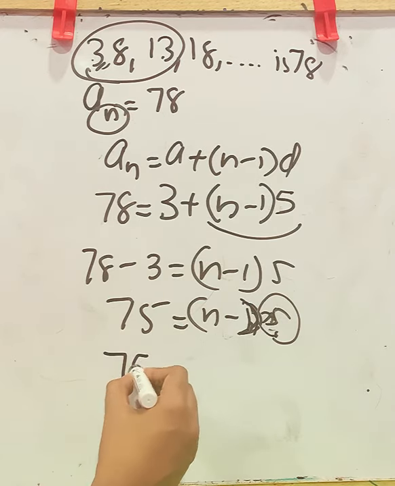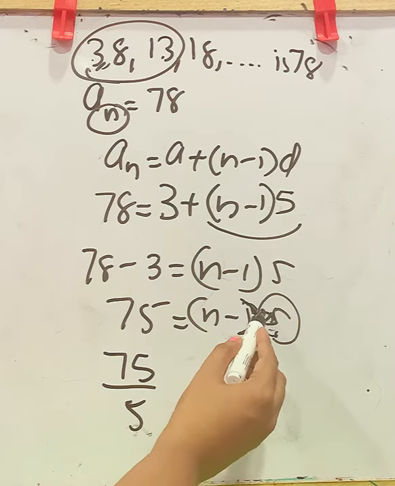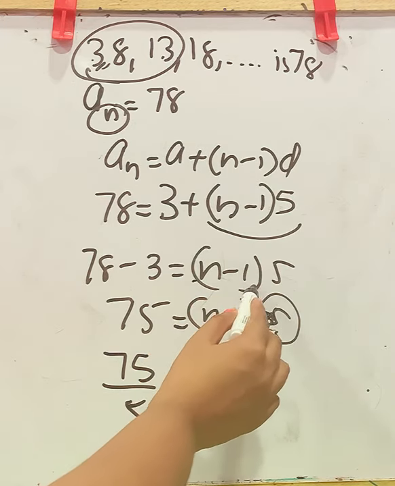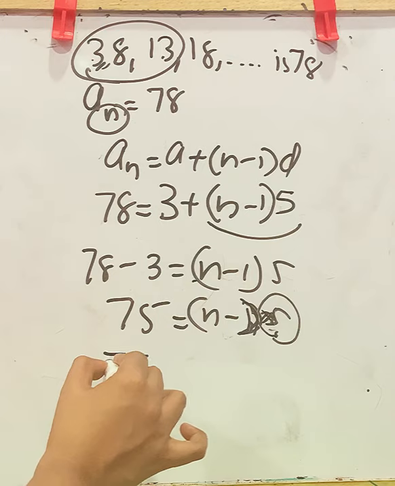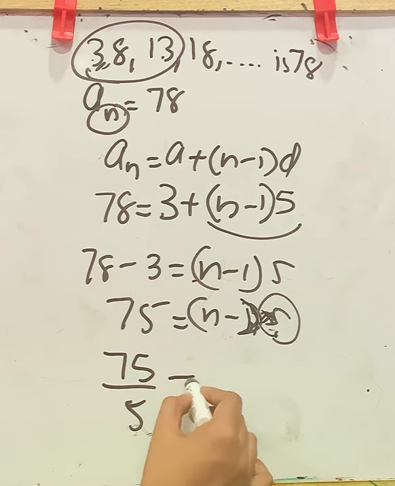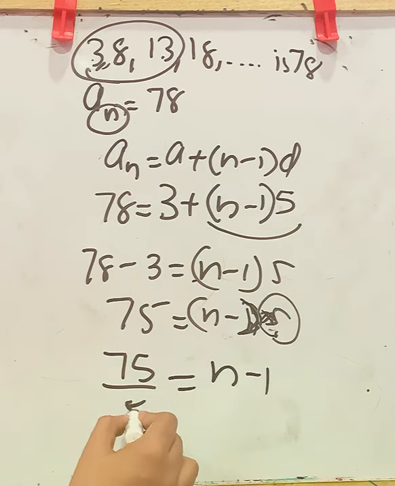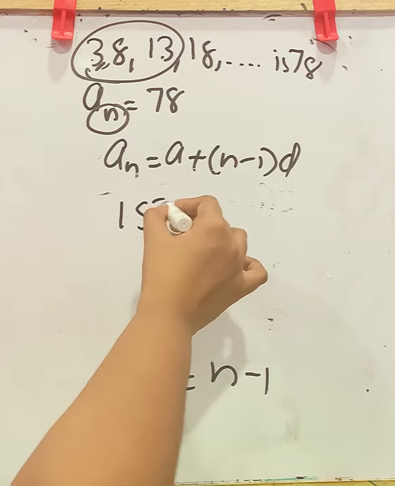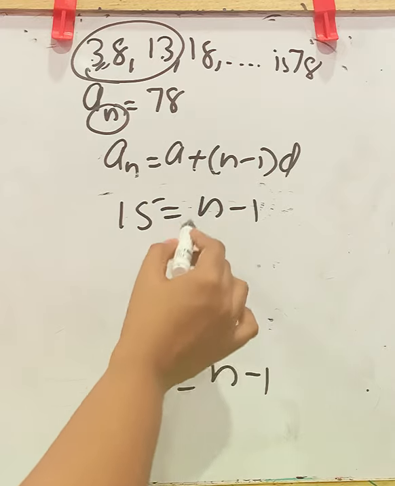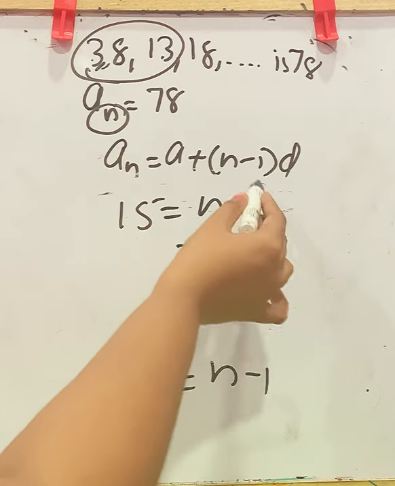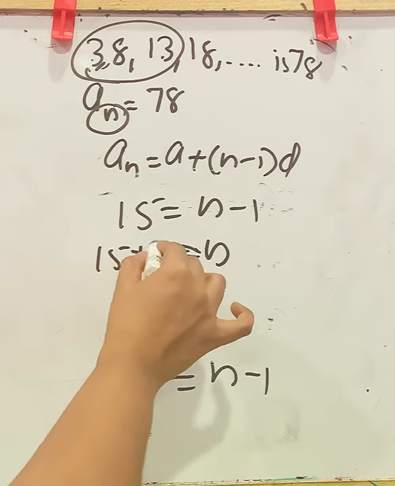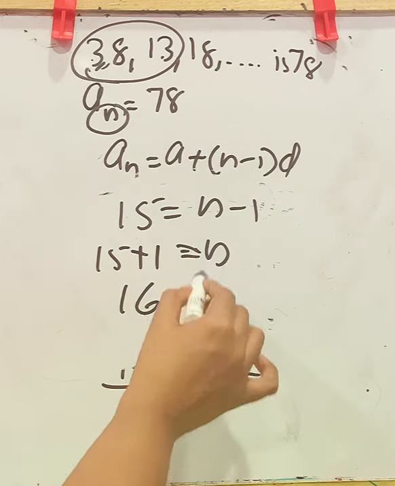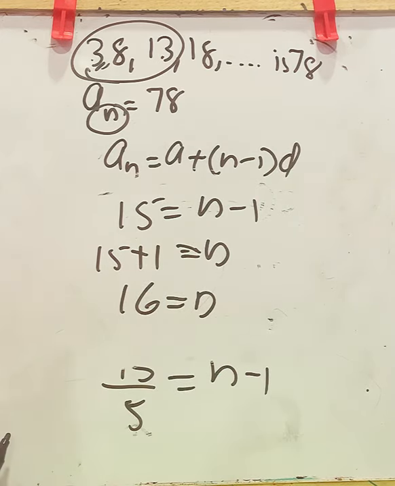It becomes 75 division 5. Here it is multiplication into 5, (n minus 1) into 5. So it goes to LHS and becomes division 5 equal to n minus 1. 75 division 5 is 15 equal to n minus 1. Now keep the n. Take this negative 1 to the side. 15 plus 1, that is 16 equal to n. So which term is 78? 16th term is 78. Next question.